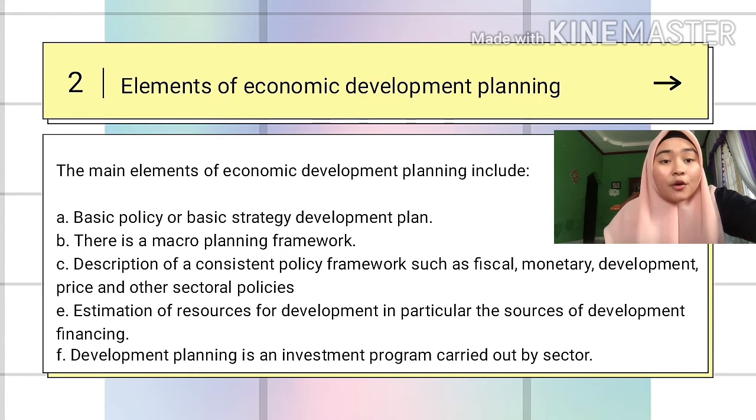The next is the elements of economic development planning. The main elements of economic development planning include the basic policy or basic strategy of the development plan. There is a macro planning framework, a description of a consistent policy framework such as fiscal, monetary, development, price, and other sectoral policies. Estimation of resources for development, in particular the sources of development financing. And the last, development planning is an investment program carried out by sector.